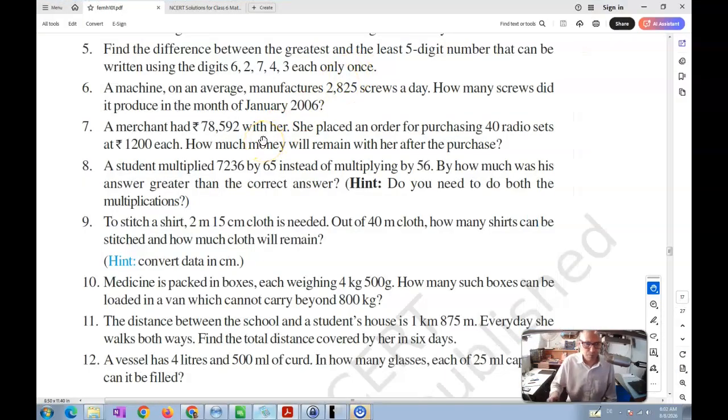Okay, so question number 6, we have a machine that on an average manufactures 2,825 screws a day. How many screws did it produce in the month of January 2006? One thing that you need to know in these NCERT books is how many days each month of the year has. So you need to know how many days are there in January, in February, in March, and so on and so forth.